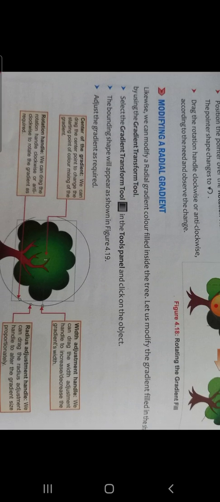Rotating the gradient. We can also rotate the gradient. To do so, just position the pointer over the rotation handle. The pointer shape changes to the arrow given, and then drag the rotation handle clockwise or anti-clockwise, meaning rightward or leftward. Clockwise means in the direction of the needle of the clock.